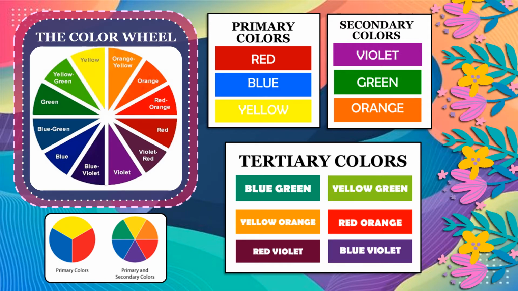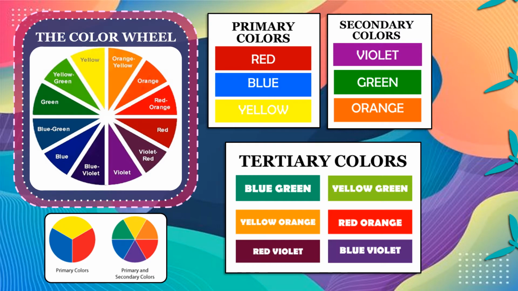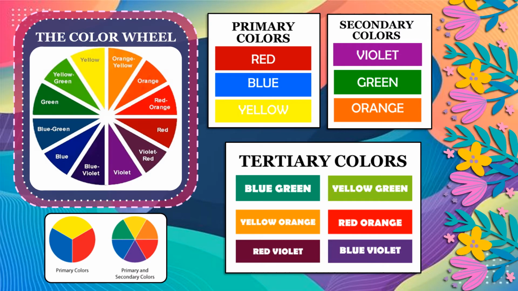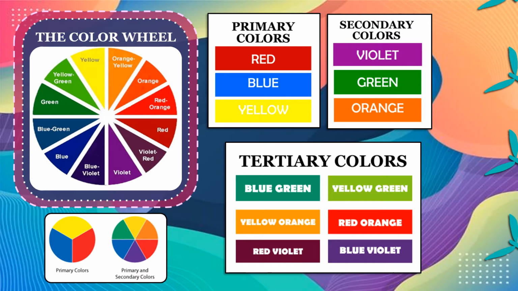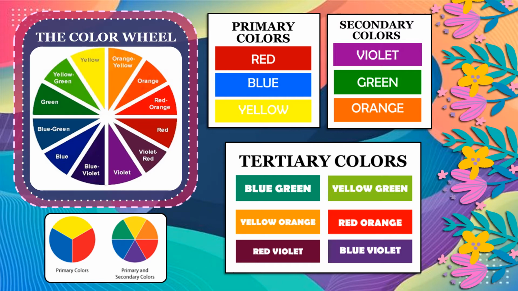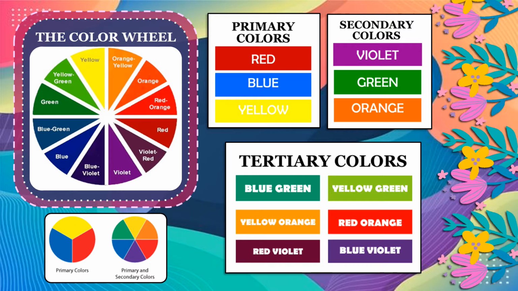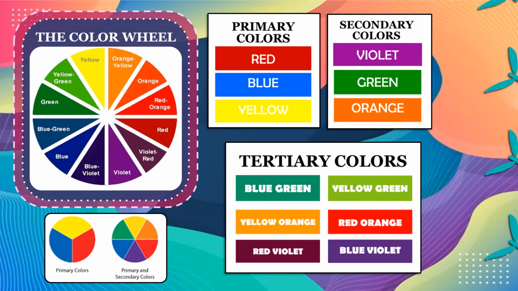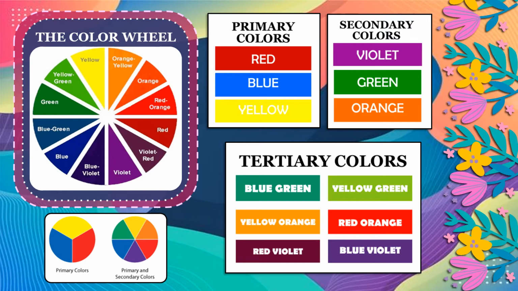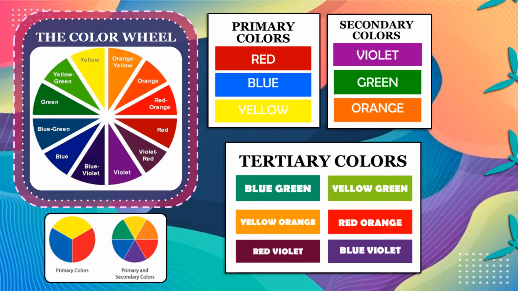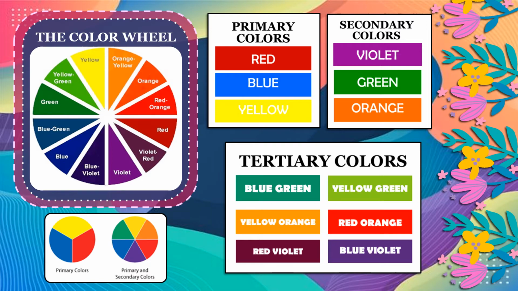Primary colors. The RBY color wheel. Primary colors are colors that cannot be mixed from other colors. There are 3 primary colors: red, yellow, and blue. Secondary colors are colors that result from mixing 2 primary colors. Tertiary colors, daughter colors made by combining a secondary color with a primary color. There are 6 tertiary colors.